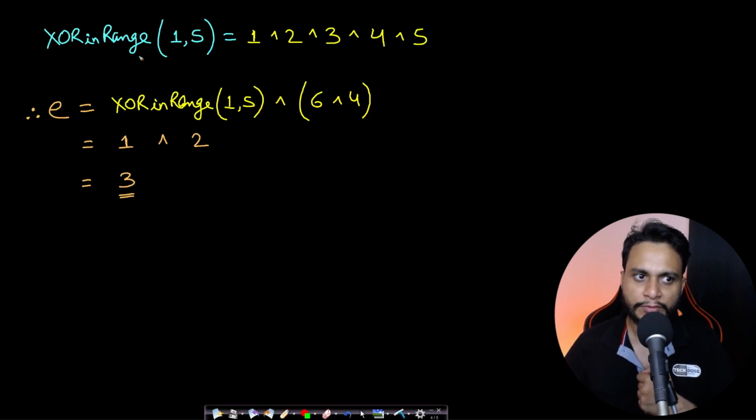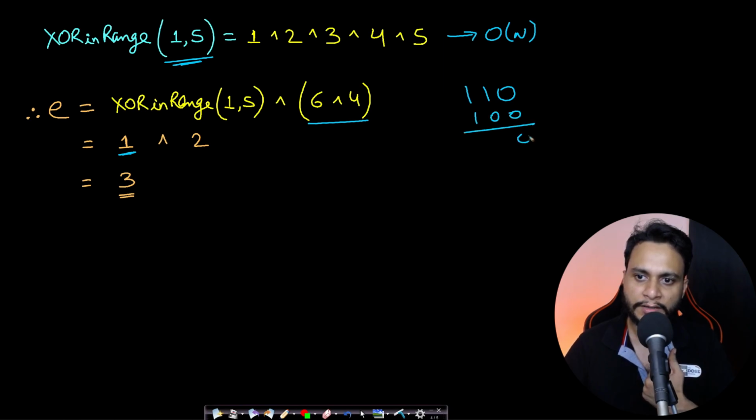Now once you have found XOR in the range of 1 to 5 easily by using for loop in order of n, then you will get the answer as 1. I have already written this. And on the other hand, if you do XOR of 6 with 4, like 6 is 1, 1, 0 and 4 is 1, 0, 0, then you will get 2. This is equals to 2, and hence I have written here 2. And if you do the XOR of this, you will get 3 as an answer. So we have derived 3.